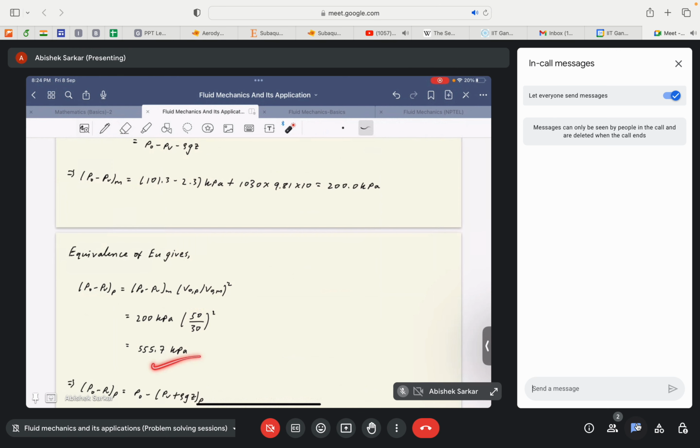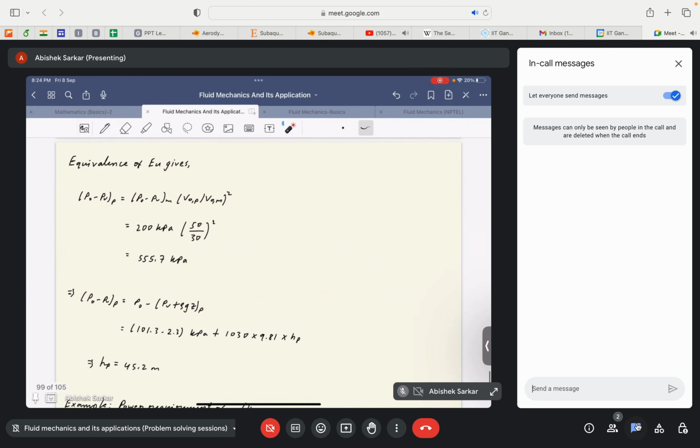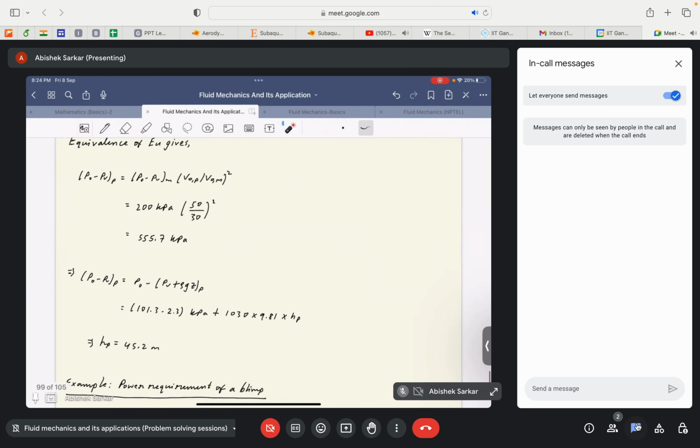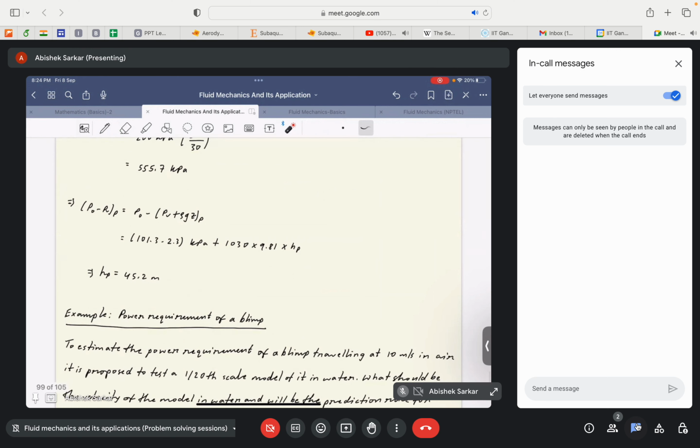So again we just substitute the same formula that we have used for the evaluation of p naught minus pv in the case of the model. Substitute z as h, this is required. This we know, rho is known, g is known, so the only unknown is z, that can be easily found. So we find that z or h is equal to 45.2 meter. Okay.